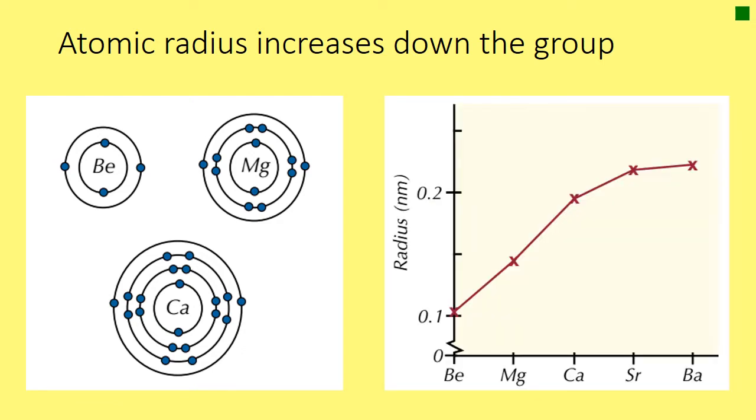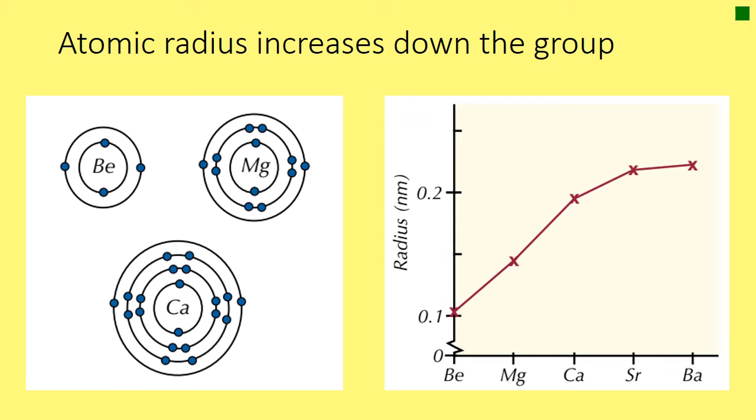you see a chart like this on the right hand side, where, as you might expect, as you go down the group, you're adding a shell of electrons each time, because beryllium is in period 2, magnesium period 3, calcium 4, strontium 5, barium 6. And so that's the number of shells that you have in each of those elements. And as you add the shells, you're obviously going to increase the size.